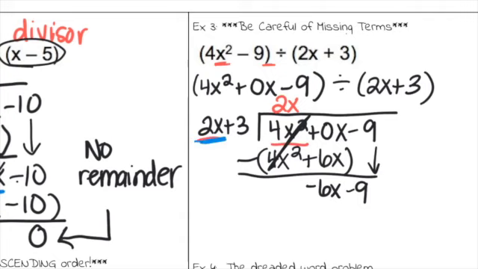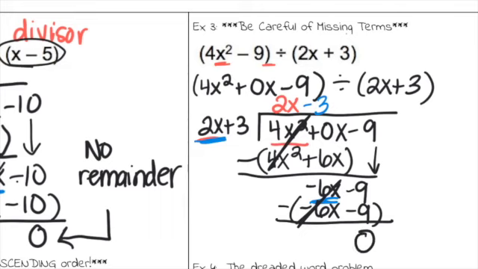All right, so we're going to do it again. What do I need to multiply 2x by to give me negative 6x? That's going to be negative 3. Negative 3 times 2x is going to be negative 6x. And then negative 3 times 3 is going to be minus 9. Subtract. Negative 6x minus negative 6x is canceling. Negative 9 minus negative 9 is also going to equal 0. So again, I have a remainder of 0. But again, my answer is the quotient that we would have gotten with that division, which would be 2x minus 3. Okay.